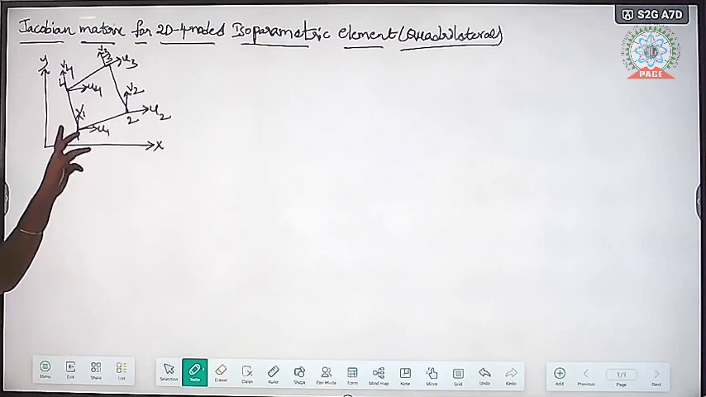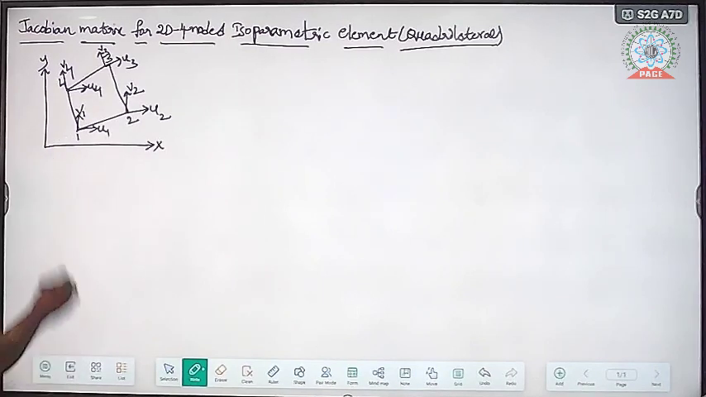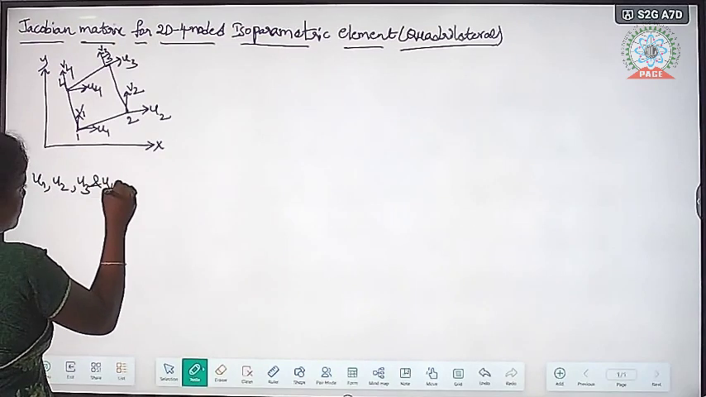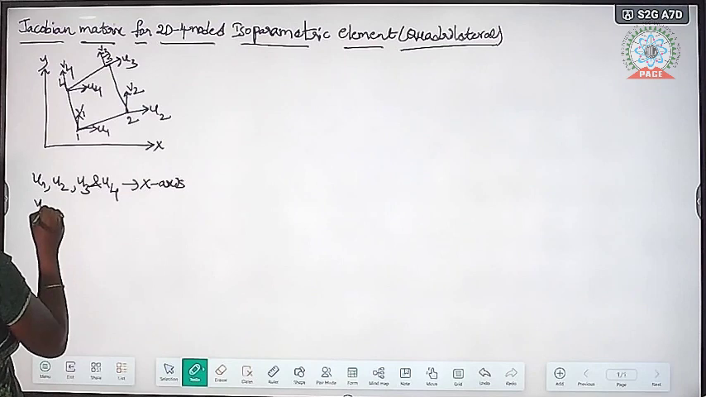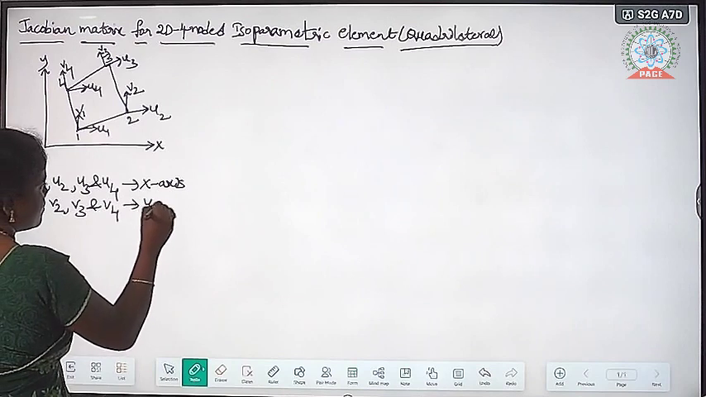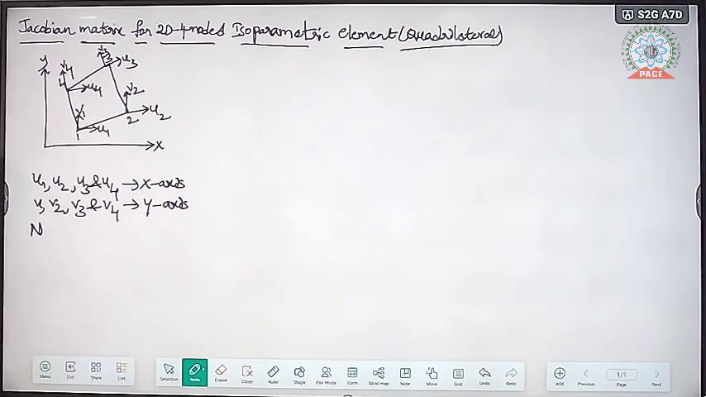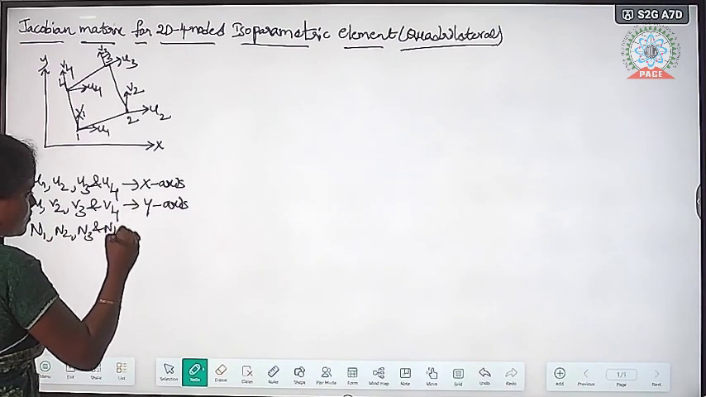Okay, this is a quadrilateral element. It has four nodes. Each node has two directions, x and y, with the u1 and v1 displacements. So u1, u2, u3 and u4 are displacements along the x axis. Similarly, v1, v2, v3 and v4 are displacements along the y axis. For the quadrilateral element, in the previous class we already derived the shape functions. So N1, N2, N3 and N4 are the shape functions.